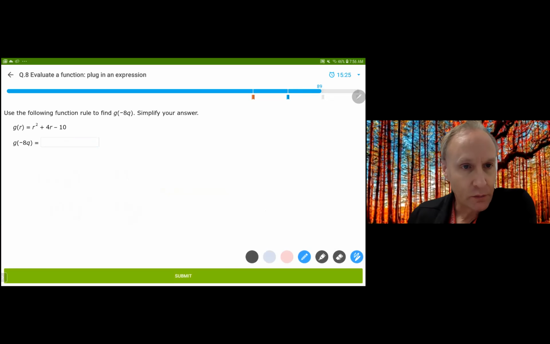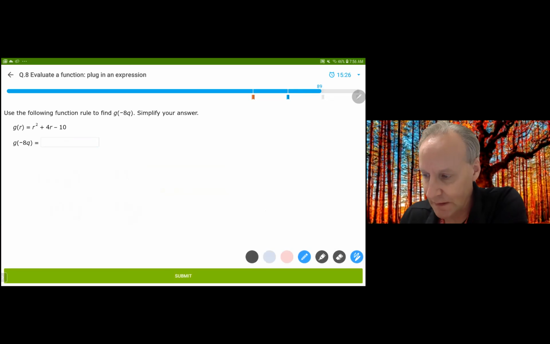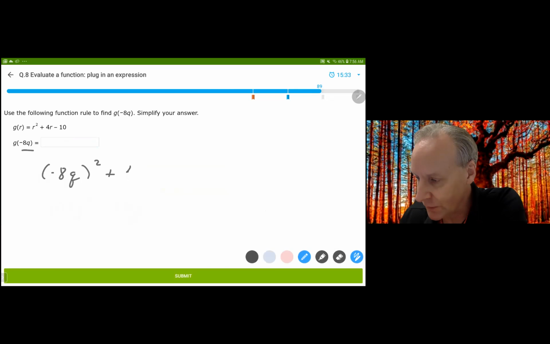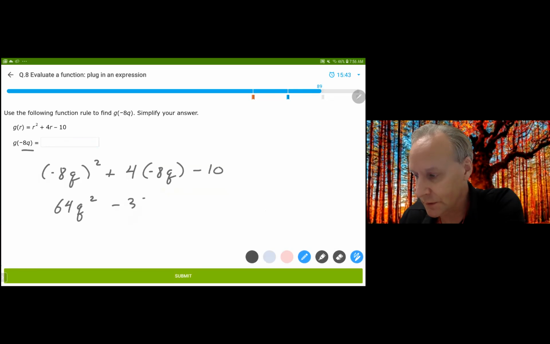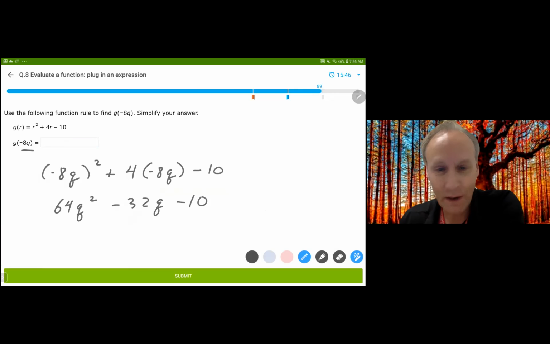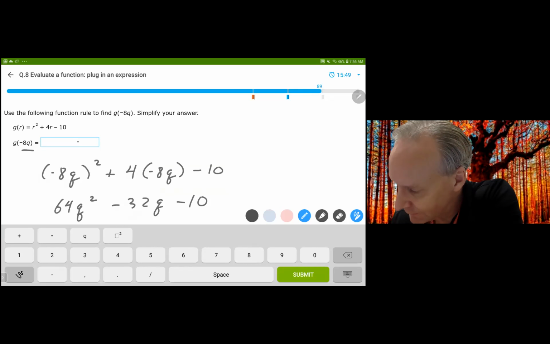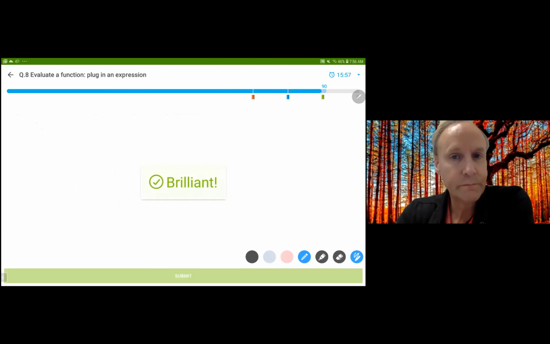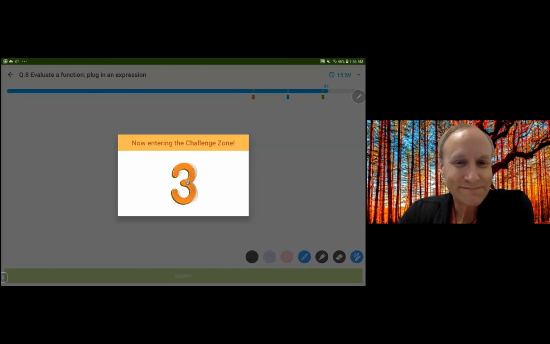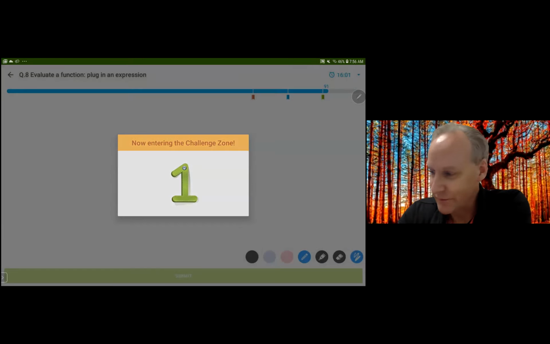Another polynomial. We're going to substitute this instead of r. So we have negative 8q squared plus 4 times r, but it's really negative 8q minus 10. So we've got 64q squared, minus 32q, minus 10. There you go. We're getting there. 64q squared minus 32q minus 10. Hopefully only 3 or 4 more.